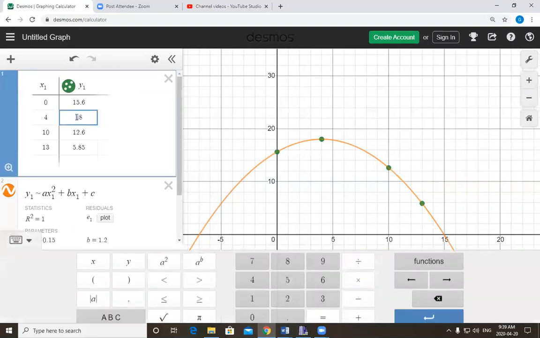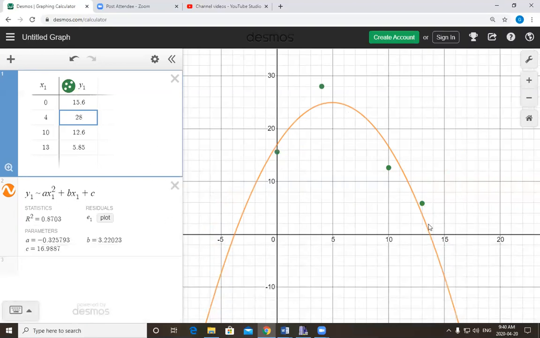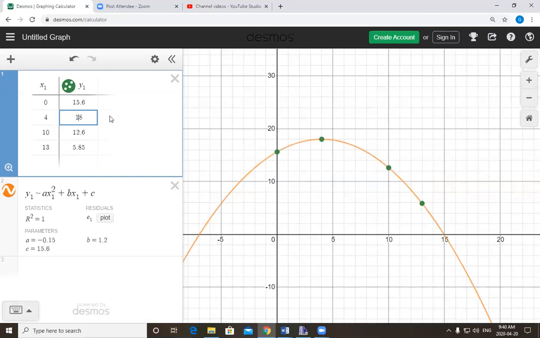For example, if I changed this 18 to a 28, then you would notice that it still makes it a quadratic, but it doesn't fit as well. It's only 87% accurate. So the r squared in this course, we're just going to refer to how accurate the regression equation is as it relates to the data. And that's about as far as we would take it. What we are going to concern ourselves with are the values for A, B, and C.